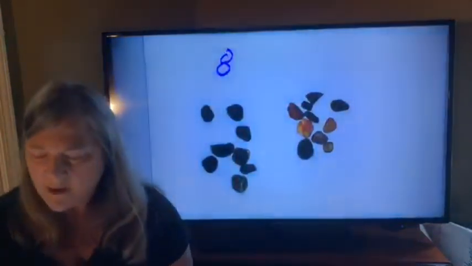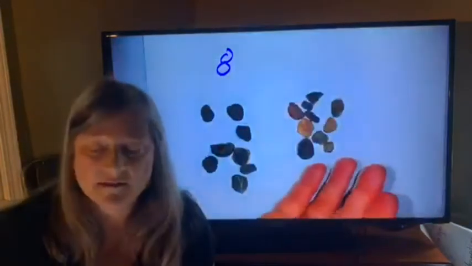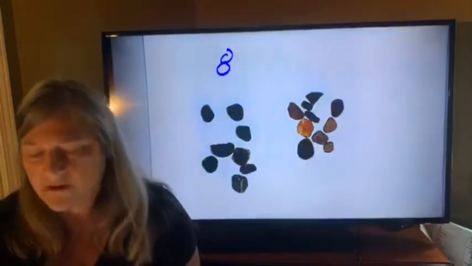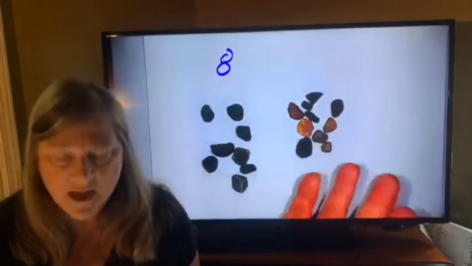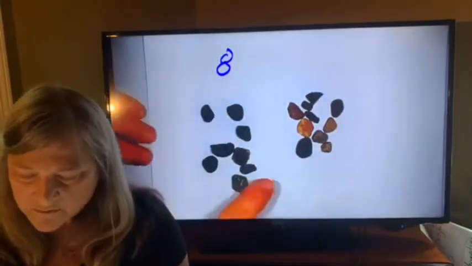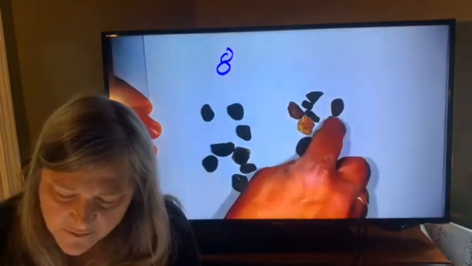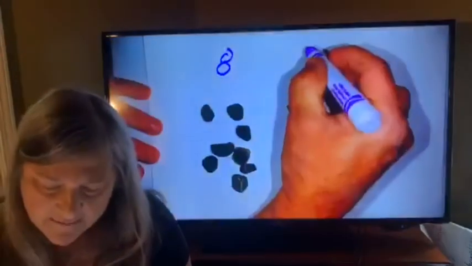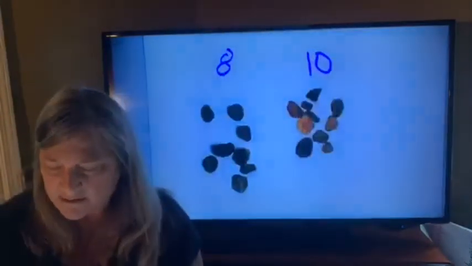So 8. And then how many, now whatever they called these, if they called them not green, you use the word not green. If they called them not colored, you use the word not colored, whatever they use. So what do we have? 1, 2, 3, 4, 5, 6, 7, 8, 9, 10. 10. We have 10 not green ones.